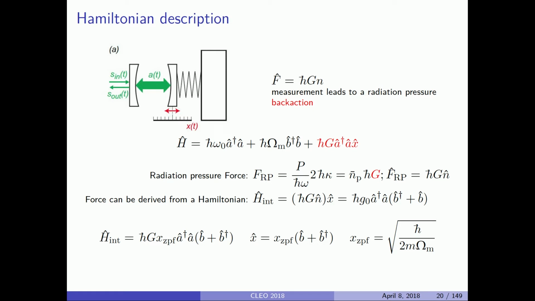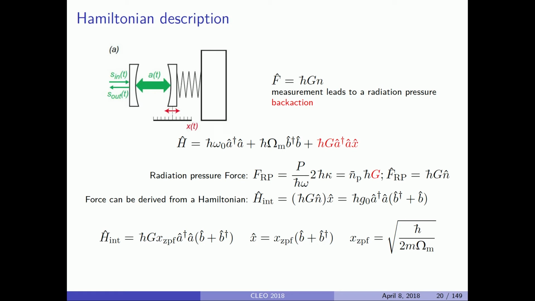How can you make it quantized? Well, you replace n here just by the number operator for the number of photons. So this is the radiation pressure force, A dagger A times h bar g. Now that's the force. What's the energy? Well, force times displacement. So you multiply that by x, and that's your Hamiltonian. And so this is just the radiation pressure Hamiltonian.